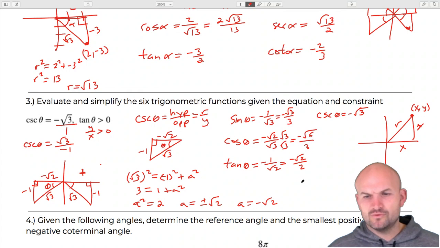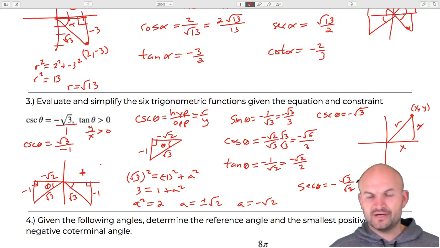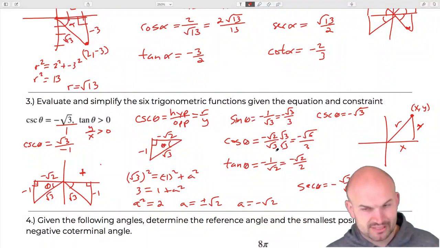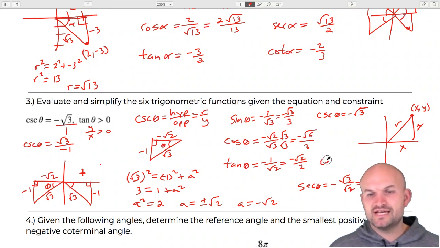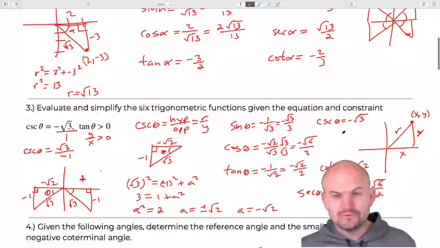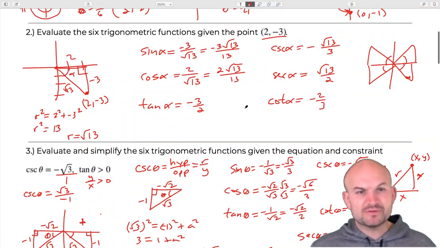The secant needs a little work, so I'm going to put that down here. Secant of theta is the reciprocal of cosine, so that's going to be a negative square root of 3 over square root of 2. And again, rationalize the denominator here, and you would get a negative square root of 6 over 2. I'm not showing my work in this case, but again, don't divide the 2 into the 6. And then for cotangent, we're just going to do the reciprocal of tangent, so that's going to equal a negative square root of 2.